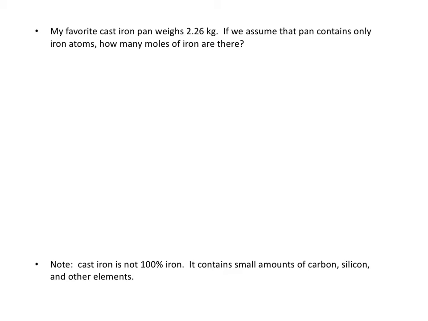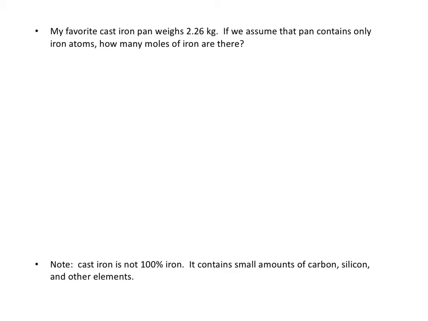Alright, I was getting bored with just coming up with random numbers, and so I started wandering around my kitchen, finding things that I could weigh to make practice problems out of. So my favorite cast iron pan weighs 2.26 kilograms. If we assume that that pan contains only iron atoms, I want to know how many moles of iron there are. And so to go from the mass of an element, or a compound for that matter, I need the molar mass. For just an element, I can just go to the periodic table.